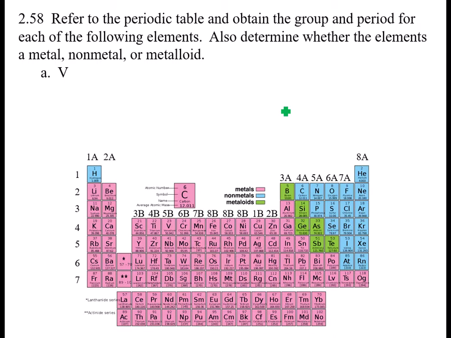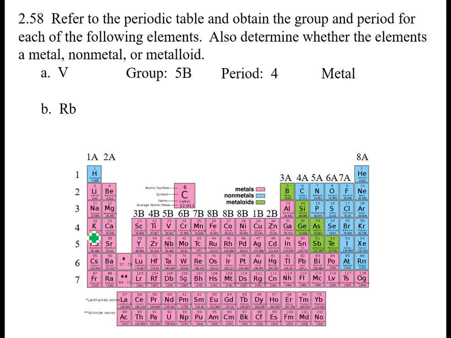So, number 58 in the book asks for the group and period of the following elements and if it's a metal or a nonmetal. The first one is vanadium, which if I find my cursor, is right here, element 23. So I can see that it's in group number 5B, and then the period, I come over and it's in period 4. So group 5B, period 4, and since it's purple, it is a metal, and more specifically, a transition metal.